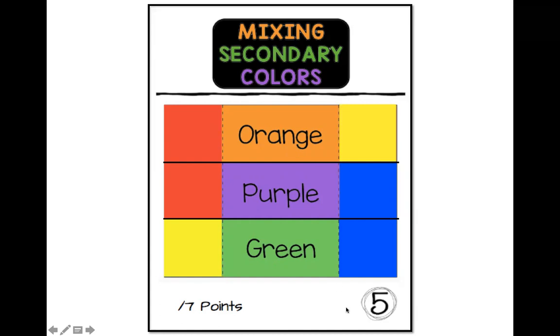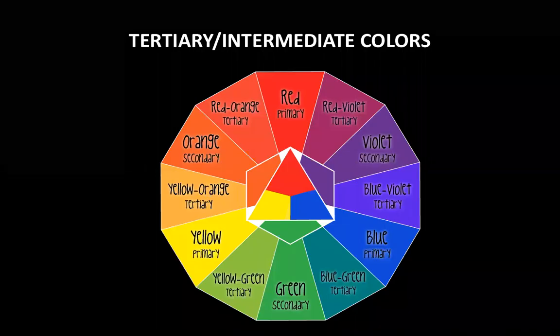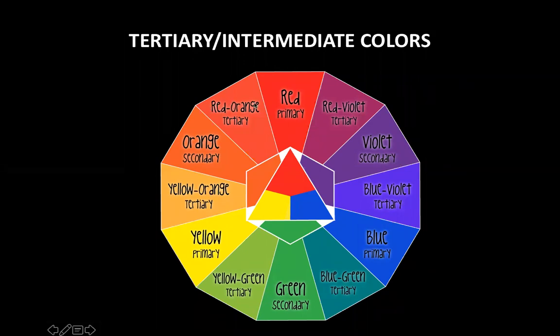That is page 5. And when you are done, then we're going to continue talking about the intermediate or the tertiary colors. So the intermediate or tertiary colors are named first with the primary color and then the secondary color. For example, red and orange make red orange. Red and violet make red violet.